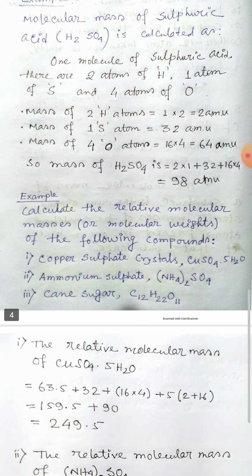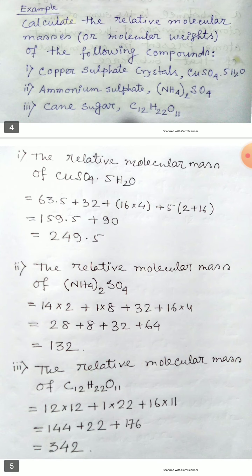Now another example: calculate the relative molecular masses of the following compounds. The compounds are copper sulfate crystal, formula CuSO4.5H2O, that is hydrated copper sulfate. Second, ammonium sulfate, that is (NH4)2SO4. Third, cane sugar, C12H22O11. Now calculate their molecular mass.